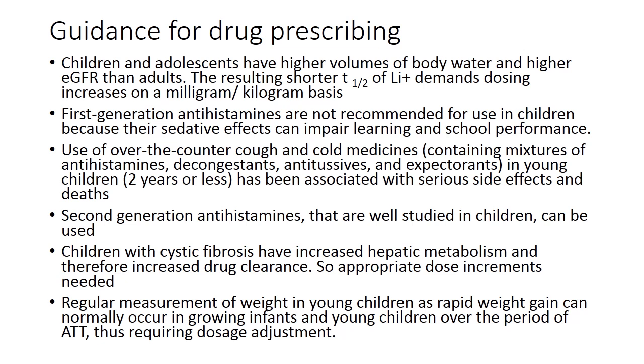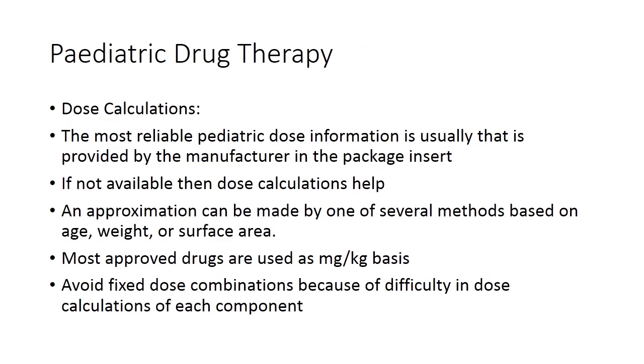Children with cystic fibrosis have increased hepatic metabolism and therefore increased drug clearance. Appropriate dose increments must be done. Regular measurement of weight in children is very important because they are in the growing age, so their weight gain may result in low blood levels of the drugs. Therefore, adequate dose adjustments are required, particularly for anti-tubercular drugs.